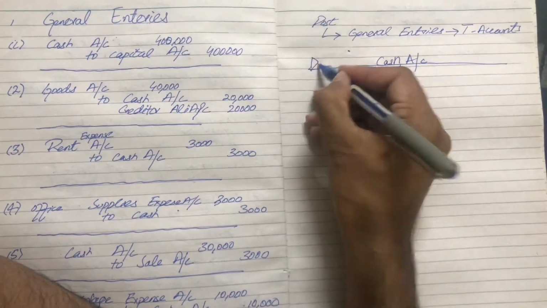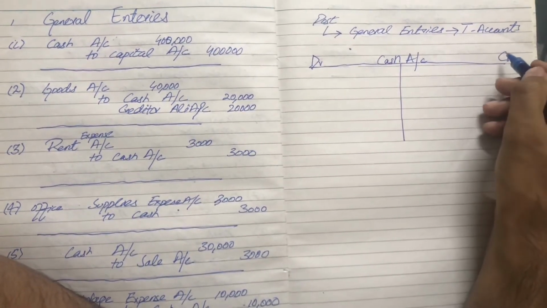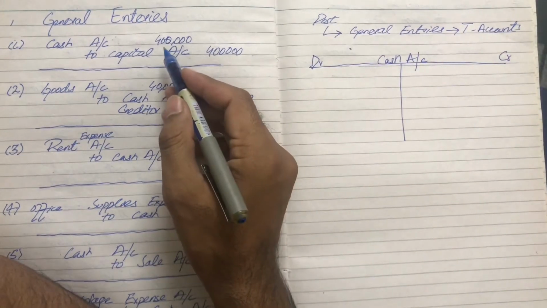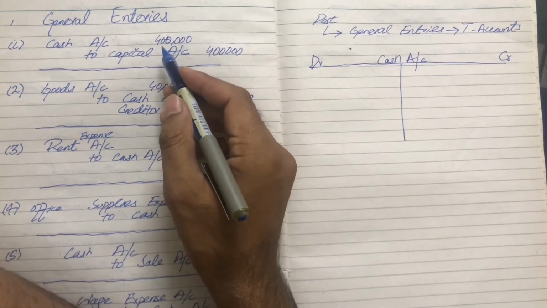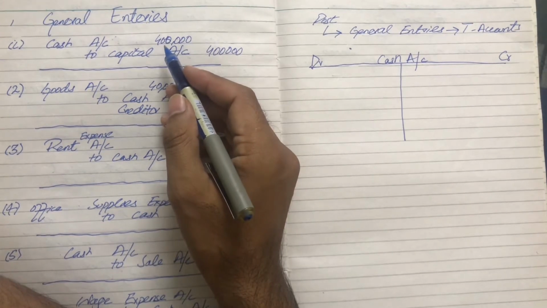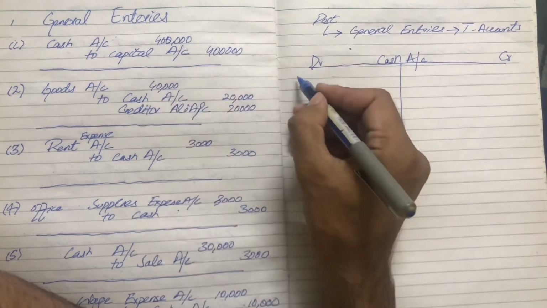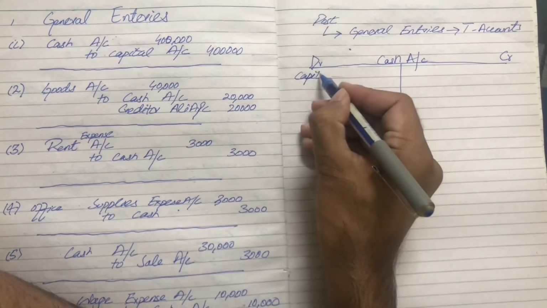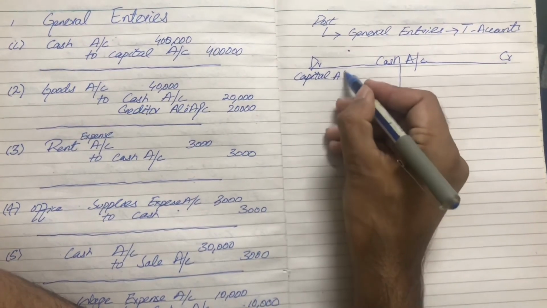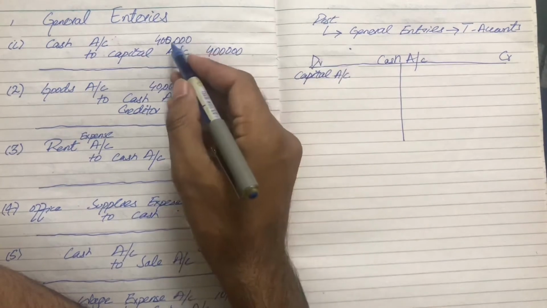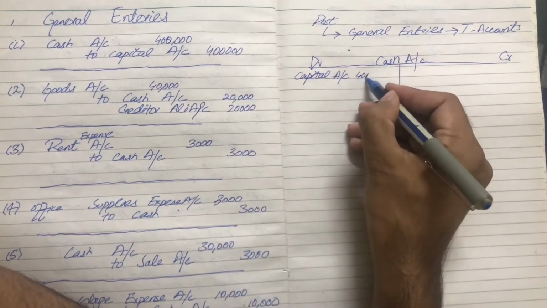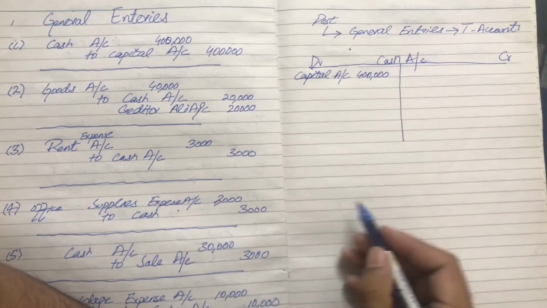Here we always mention debit balance and here credit. So here the cash account gets debit, and the reason behind getting debit is capital account, and capital account with an amount 400,000.